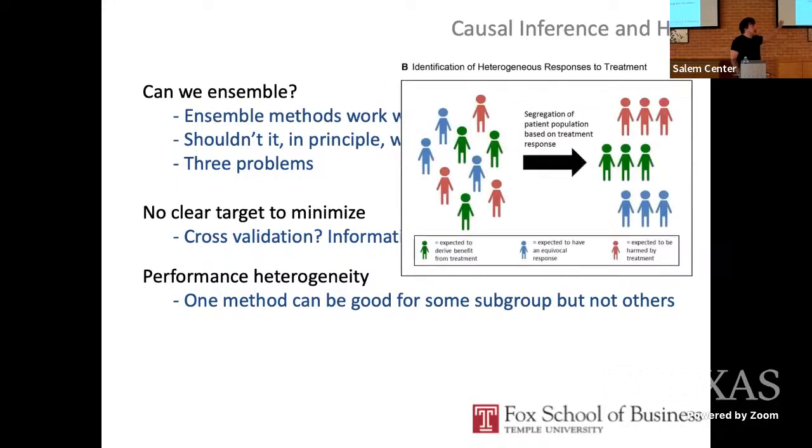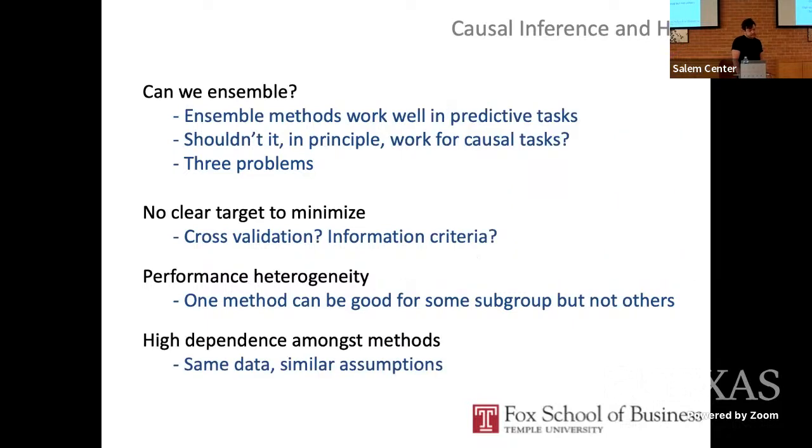So one model could be good at modeling the population red, one model could be good at modeling population green, and one model could be good at modeling population blue, the treatment effect. And what happens is, if you just use a basic ensemble method, you're averaging out all those things, right? So effectively you're getting the average treatment effect in some sense, because you're averaging out the performance heterogeneity.